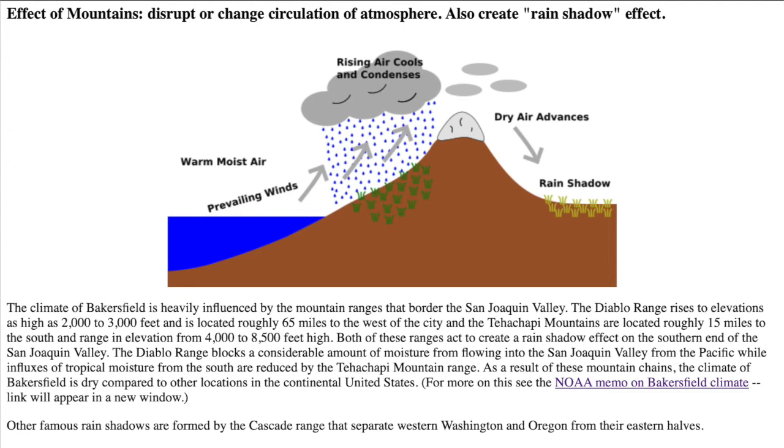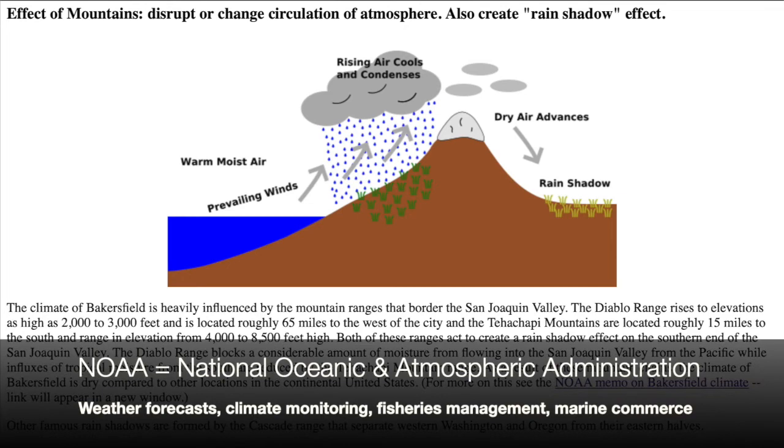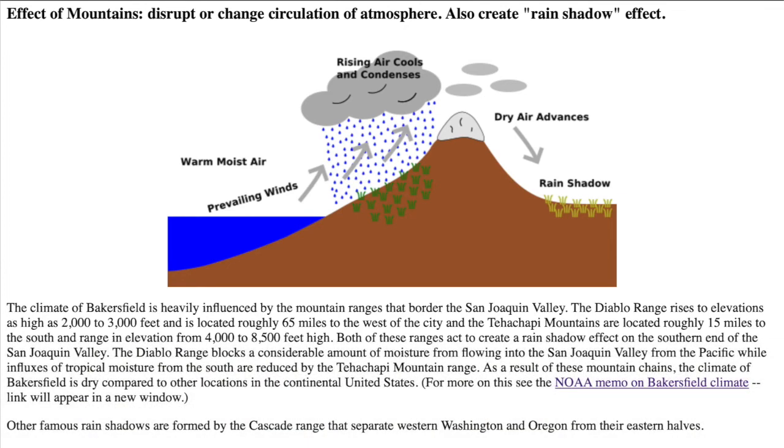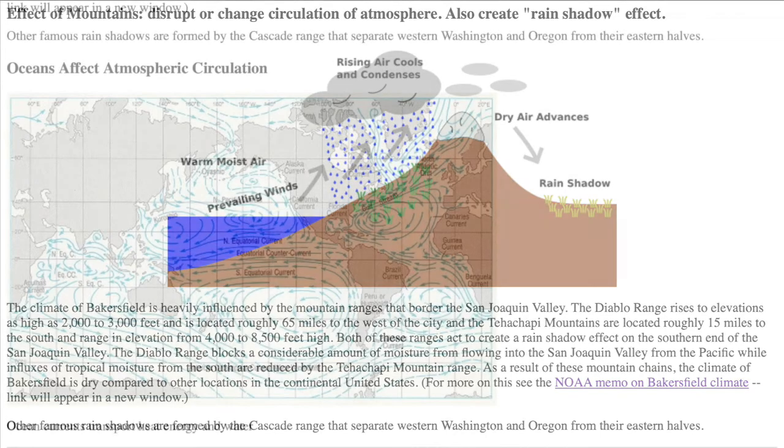As air rises, it cools off and the water, or carbon dioxide on Mars, condenses to make clouds and precipitation. The other side of the mountains, with respect to the prevailing winds, doesn't get the rain, so it is more like a desert. I copied a section of a NOAA memo about the Bakersfield climate below the rain shadow picture. The Diablo Range and the Tehachapi Mountains keep us dry. Other famous rain shadows are formed by the Cascade Range that separate western Washington and Oregon from their eastern halves.